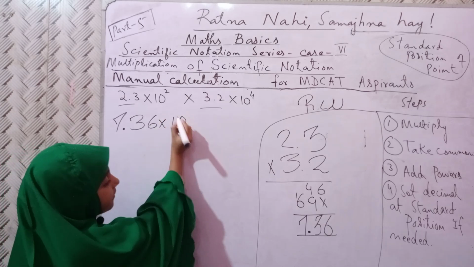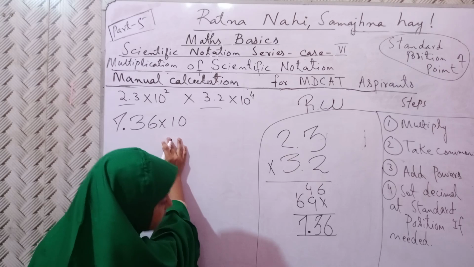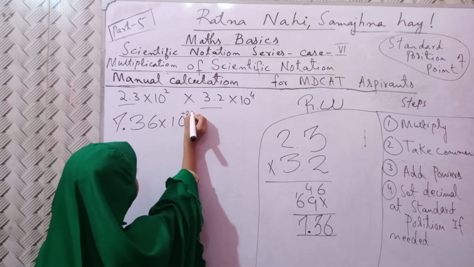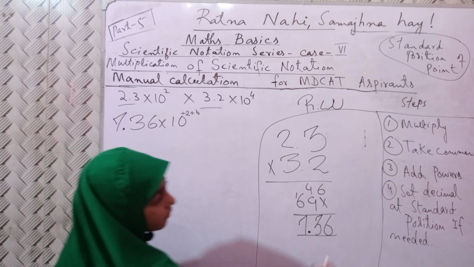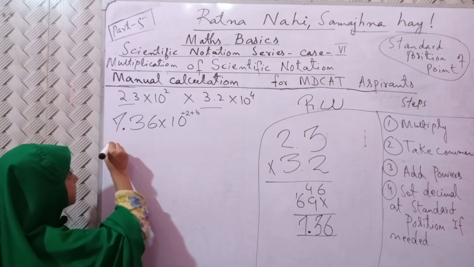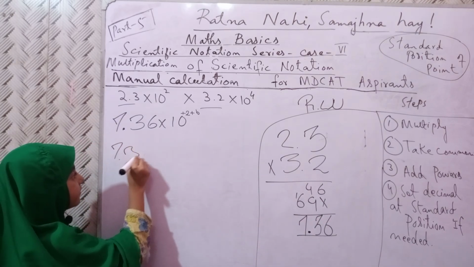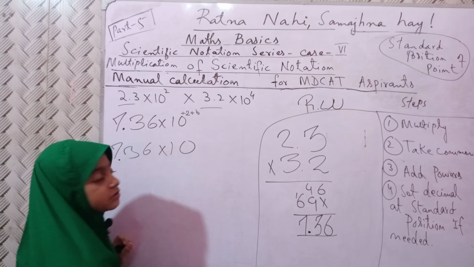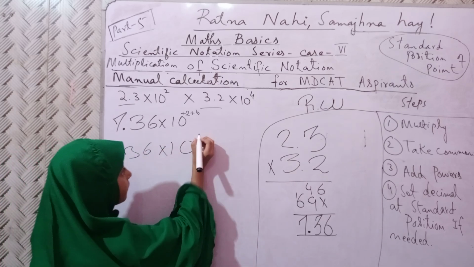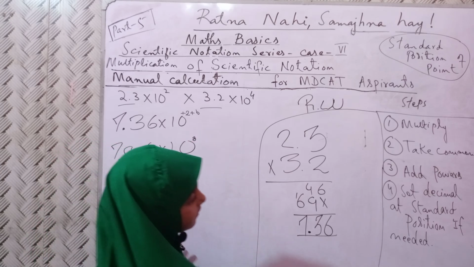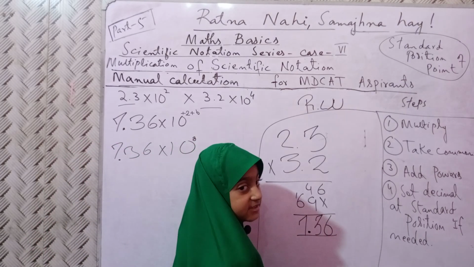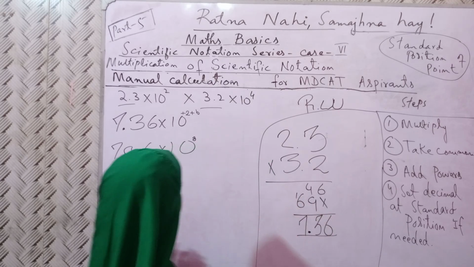Now third, add powers. Multiply by into. Now 2 plus 6. Now add powers. 7.36 into 10 raised to 6 plus 2 is equal to 8. Simple. Now set decimal at standard position if needed.